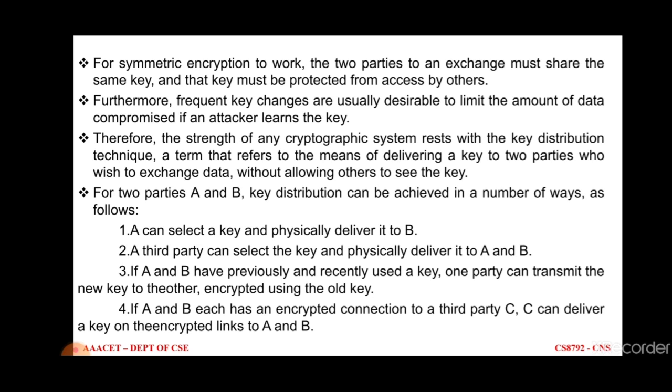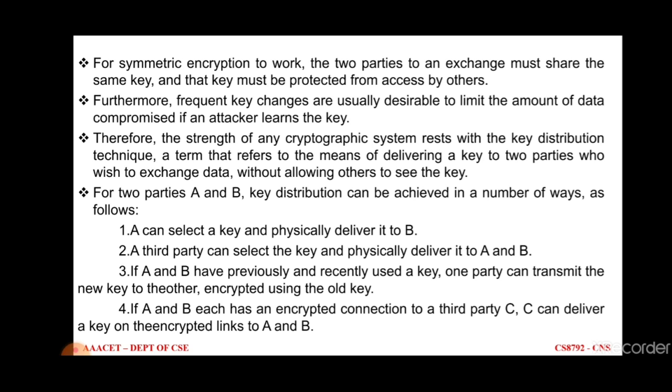So, for symmetric encryption, the two parties can exchange the same key for both the encryption and decryption process. And the strength of any cryptographic system depends on the key distribution technique, which is used for delivering a key to two parties who wish to exchange data without allowing others to see the key.